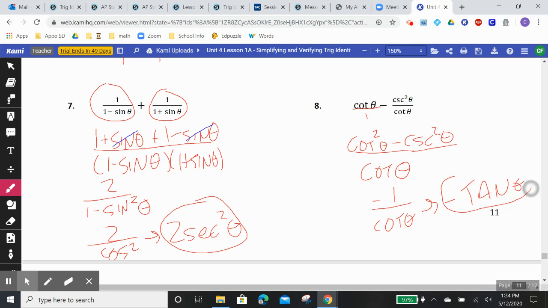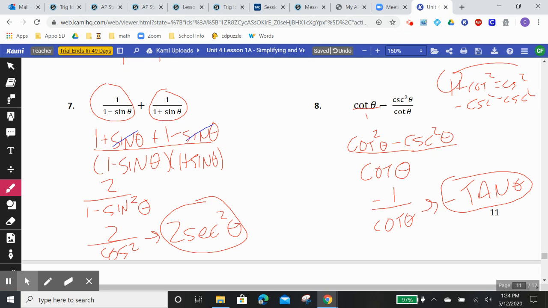And if you don't see that real quick, 1 plus cotangent squared equals cosecant squared. I have to subtract this from both sides, which gives me cotangent squared minus cosecant squared. But then I also have to subtract that 1 and move it over, so it ends up equaling negative 1. So that's how I get that.